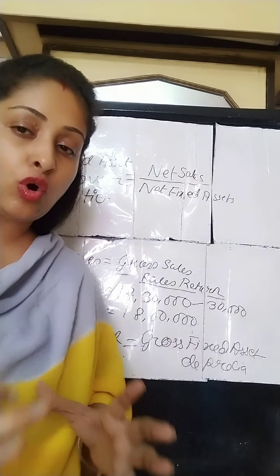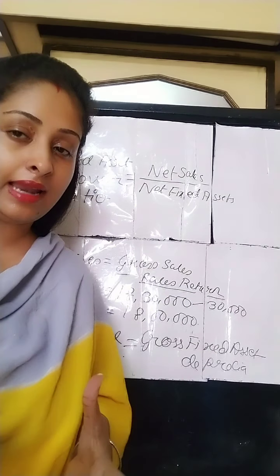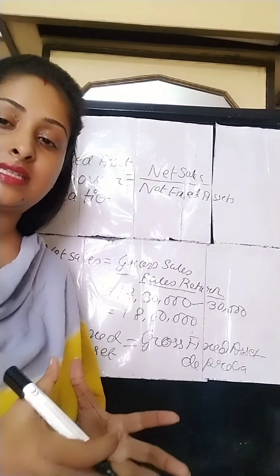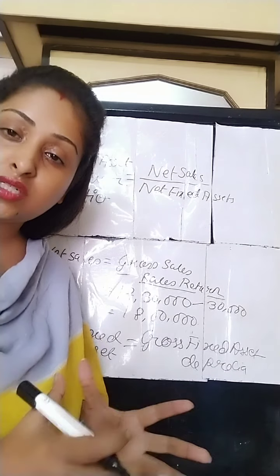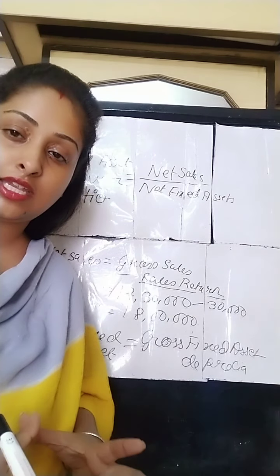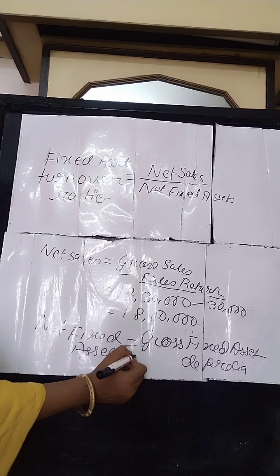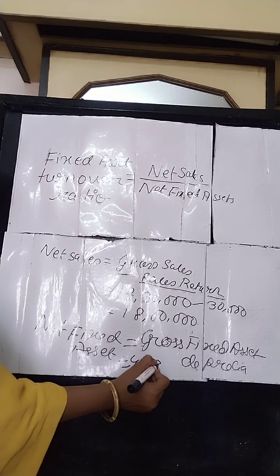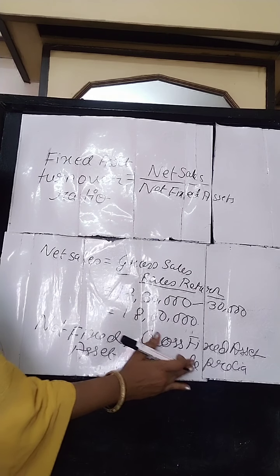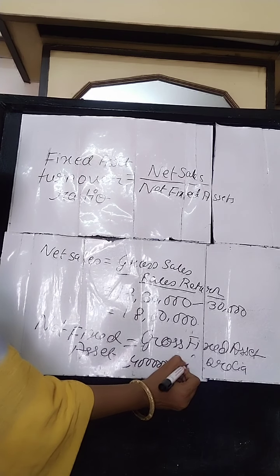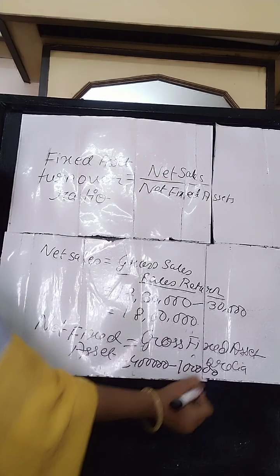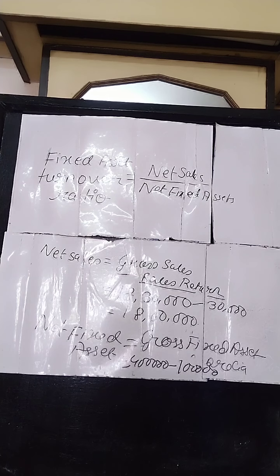Suppose total depreciation of plant and machinery, furniture or equipment, if you add all the depreciations, you are getting 1 lakh, and if you add all the fixed assets, you are getting 4 lakh. So total fixed asset minus total depreciation, that is 4 lakh minus 1 lakh, you are going to get 3 lakh as net fixed asset.